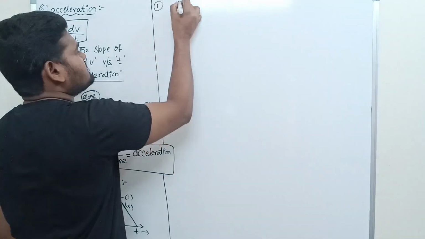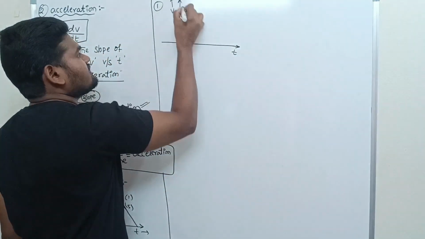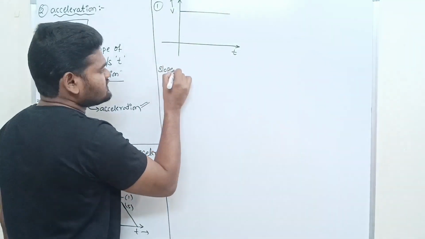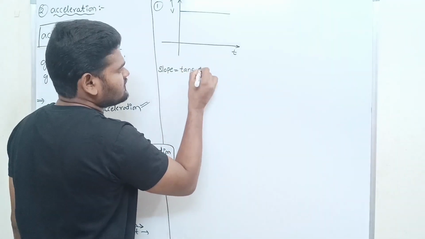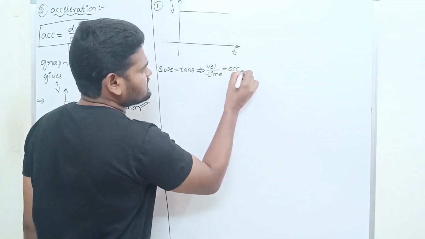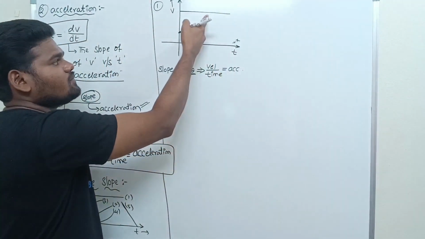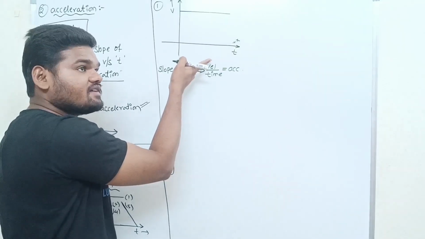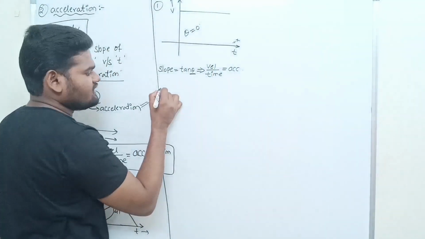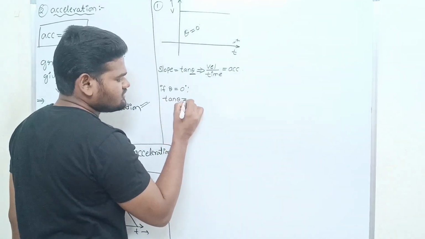Okay, I'm taking the first slope. The slope is like this. This is time, this is velocity. So we have the formula: slope is equal to tan theta, which is equal to velocity divided by time. It gives acceleration. Now we have to find the angle theta. With respect to the positive x-axis, the slope is parallel. Then angle theta is how much? 0 degrees. If theta is 0 degrees, then tan theta is 0.